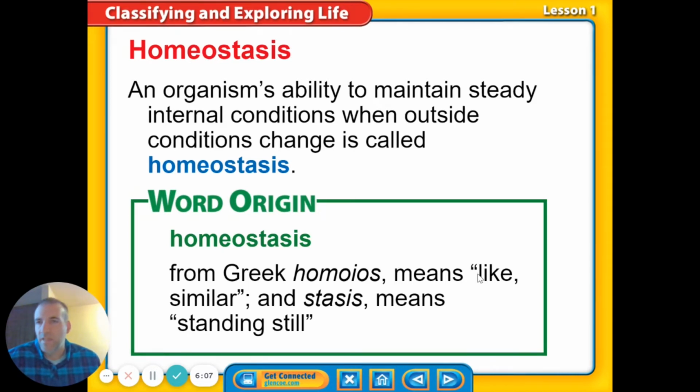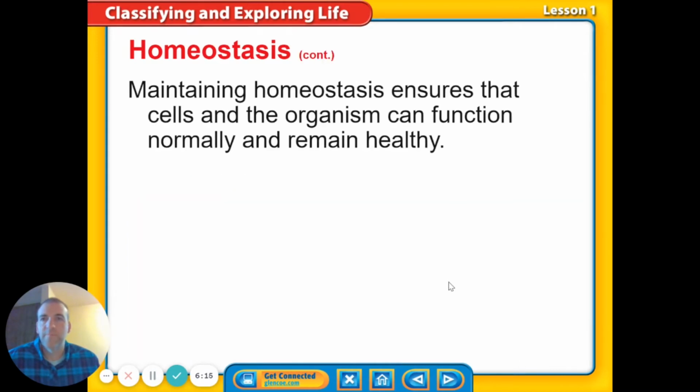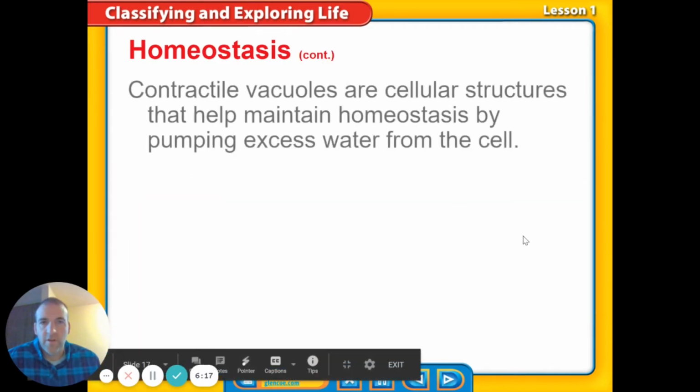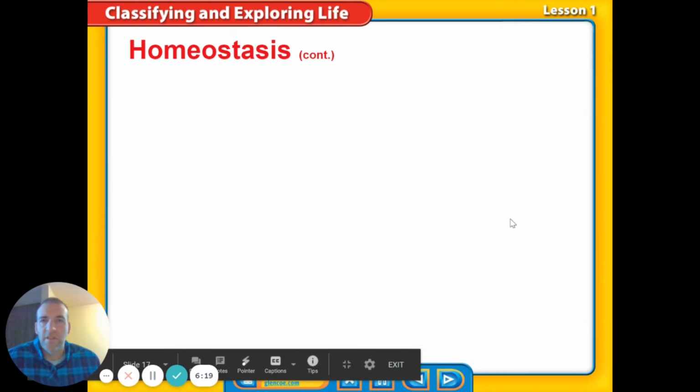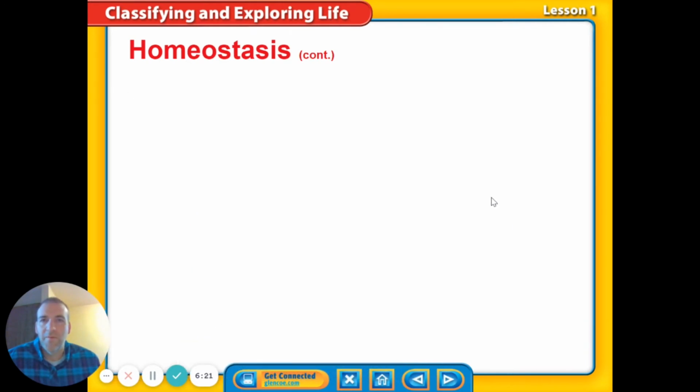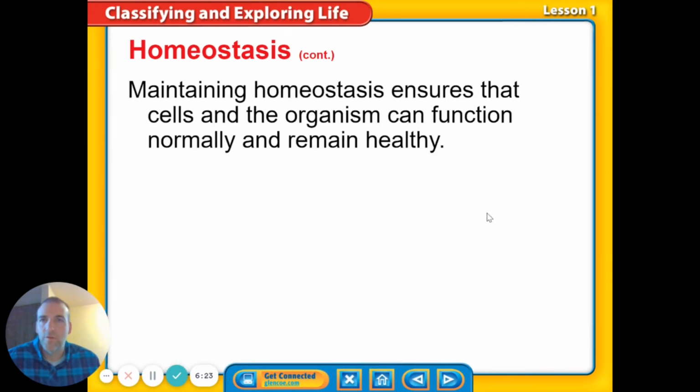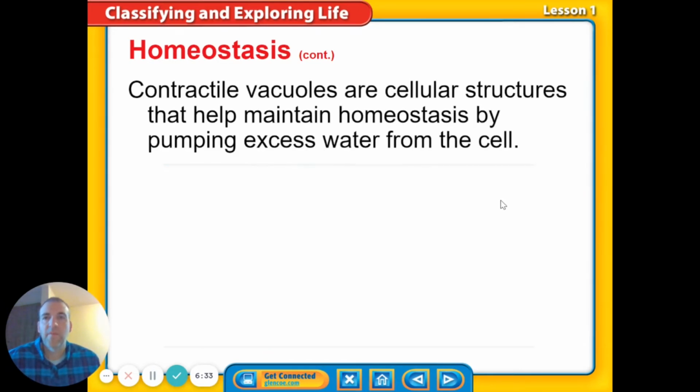So becoming dehydrated or becoming overhydrated can be things that affect the homeostasis in your cells. As I mentioned already, homeostasis is going to allow your cells to remain healthy and function normally. If you aren't able to maintain homeostasis, then your cells will not be able to survive eventually.